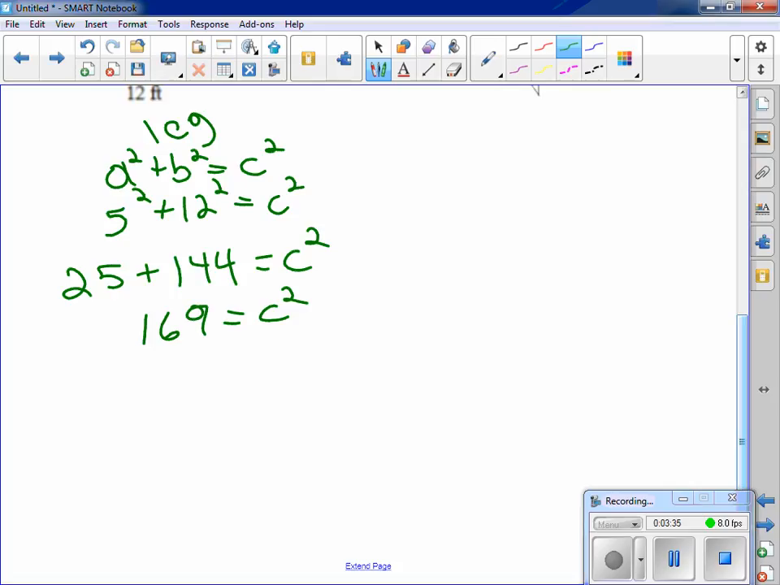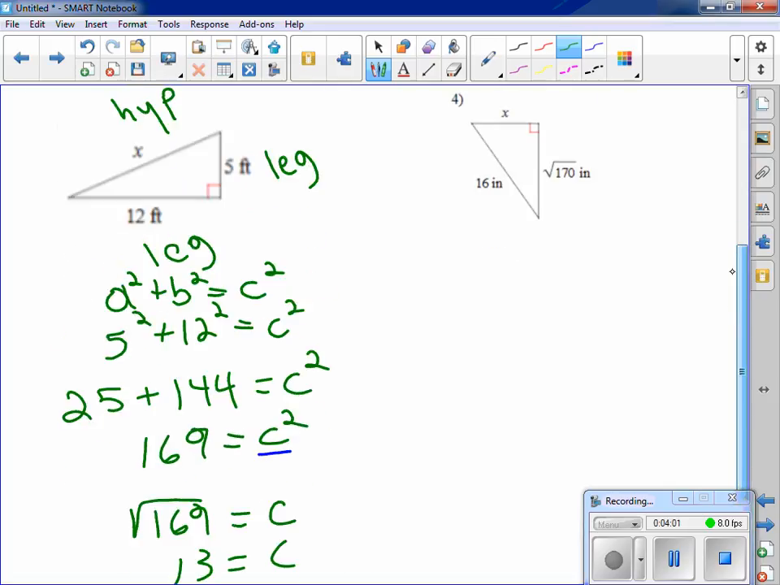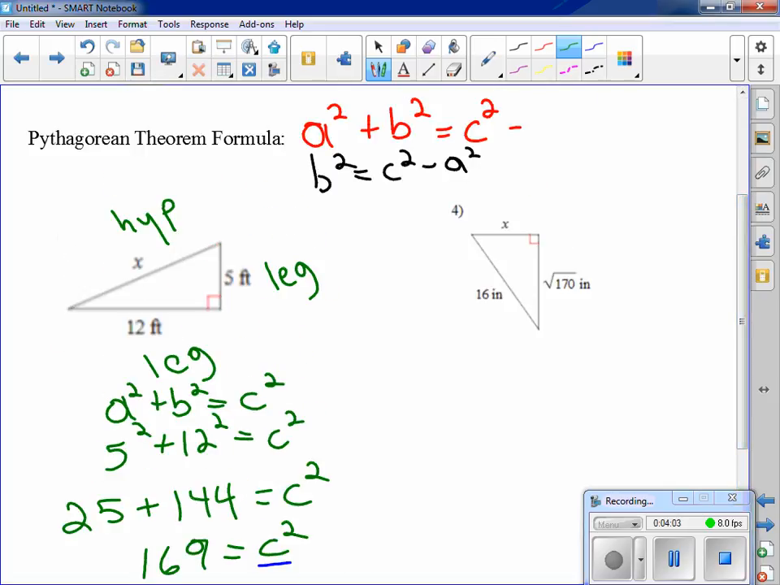Now, take note, a lot of students will stop at this point and say, well, hey, I found c. You have not found c, you found c squared. The way we find c is to take the square root of our answer. So the square root of 169 will be equal to c, and that just is 13. So we know our missing side is 13.